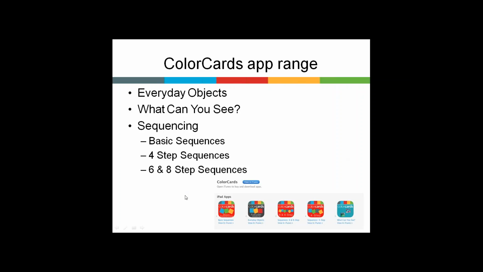As you can see down the bottom, there are 5 Colour Cards apps in the range. We have everyday objects, what can you see, and then there are 3 sequencing apps, basic sequences, 4-step sequences, and 6 and 8-step sequences. They're all available on iTunes for the iPad. If you have had the Colour Cards box sets, you may recognise these titles, and indeed they've been designed to be very true to the original, but while adding some really cool features that make them even more of a useful tool.